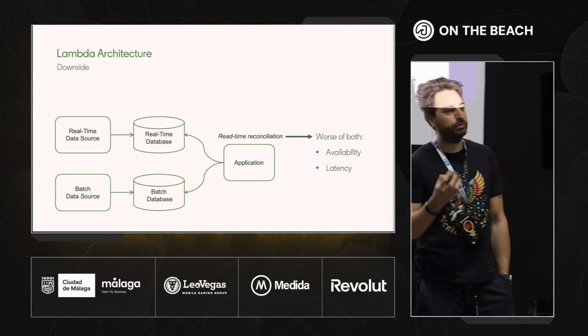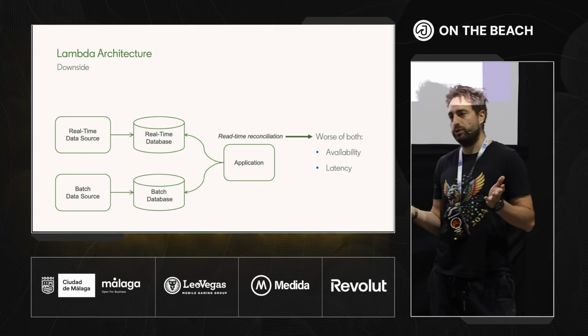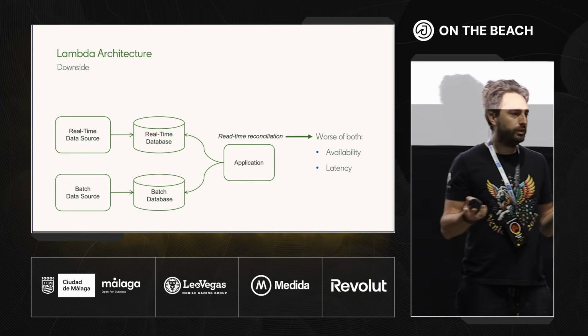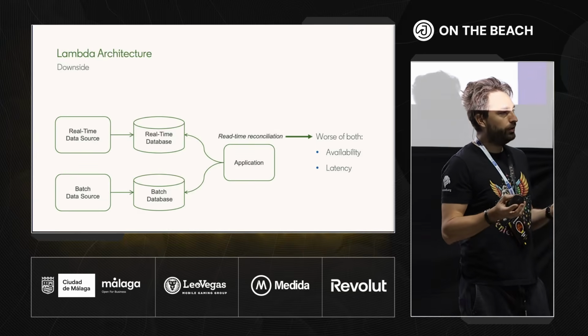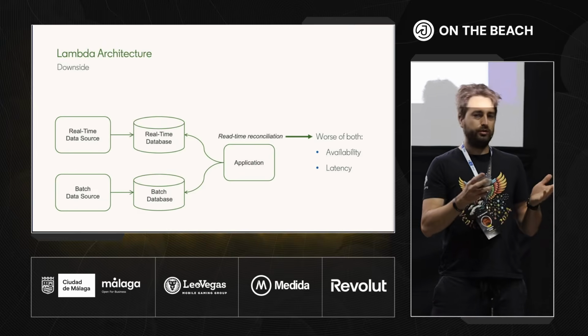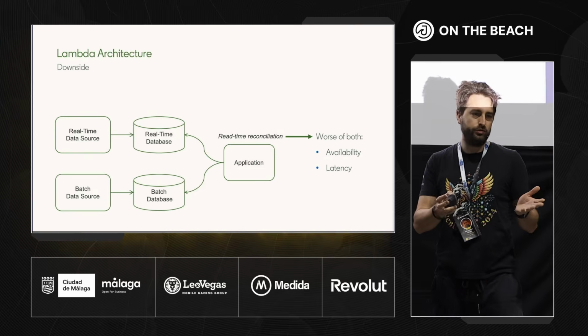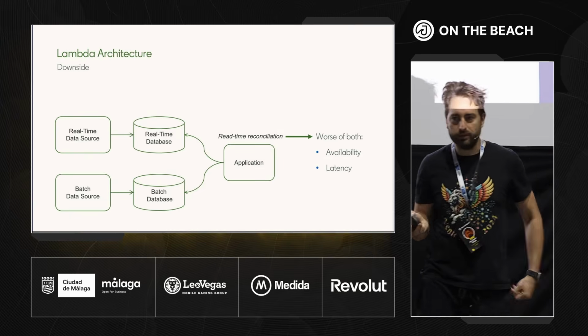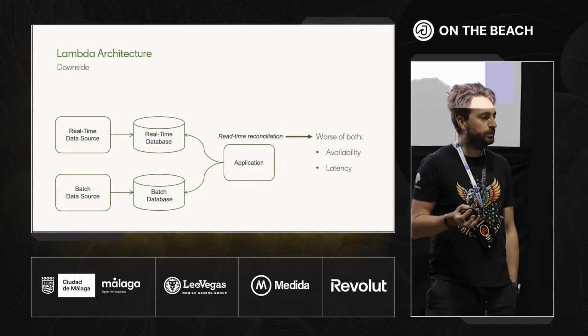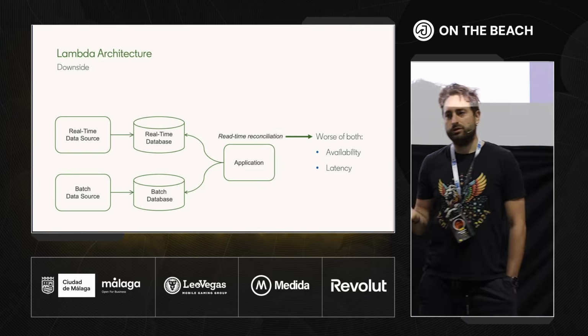So the downside is that because the application needs to interact with two databases, well, there is one more moving part than absolutely necessary here, and therefore, the availability is going to be the worst of the two databases, and the latency is going to be the slowest of the two databases, inevitably, right? The weakest link in the chain determines its strength, basically. So what is the alternative?